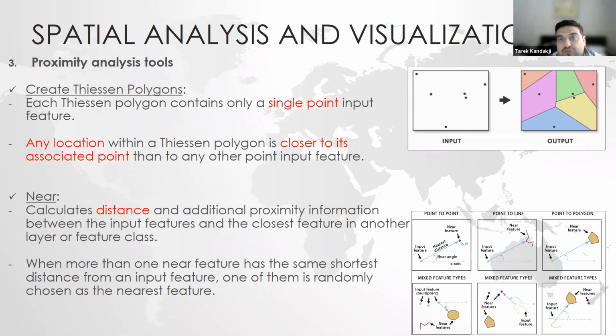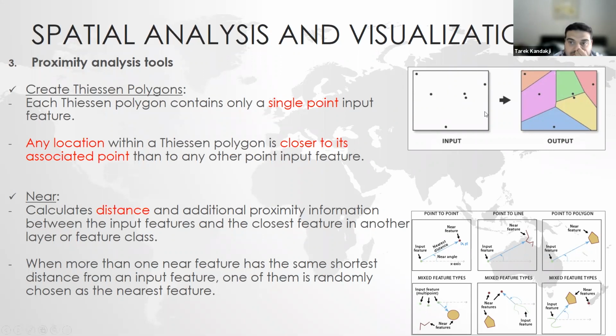And you want to do this for the whole city. You just want to create a map where, if a fire occurred at a location X, for example, then firefighting station A should respond because it's the closest. How do we do that? We do that through a Thiessen polygon. So any location within a Thiessen polygon is closer to its associated point than to any other input point feature.